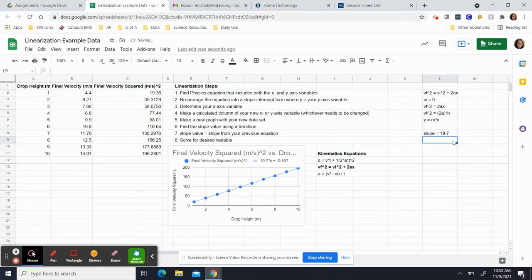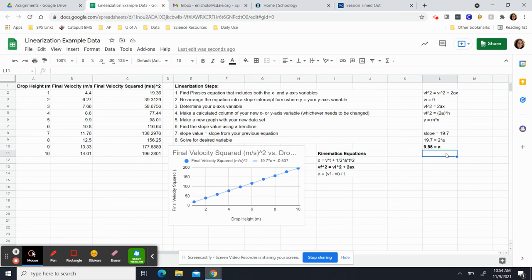All right, so if I know that my slope is 19.7, remember I set this up using a slope-intercept form, y being velocity final squared, x being h. So that means that slope, this 19.7 value, is equal to 2 times the acceleration. That's where the m lines up. So I can say this 19.7 is equal to 2 times the acceleration. If I divide that over, I get 9.85. My slope helped me figure out that the acceleration of this object falling to the ground is equal to the acceleration due to gravity. It's roughly 9.8 meters per second squared.